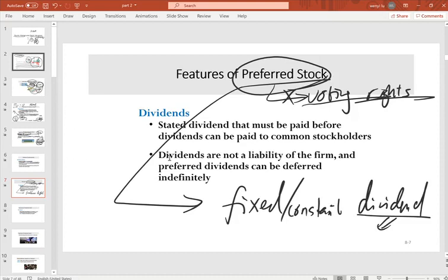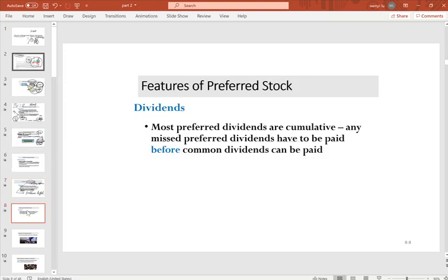Also, like we mentioned before, dividends are not a liability of a firm. So preferred stock dividends can be deferred in the future, or forever. Most preferred stock dividends are cumulative. Any missed preferred dividends should be paid before the common stock dividends can be paid. So you can say this is the order of priority of the payments.